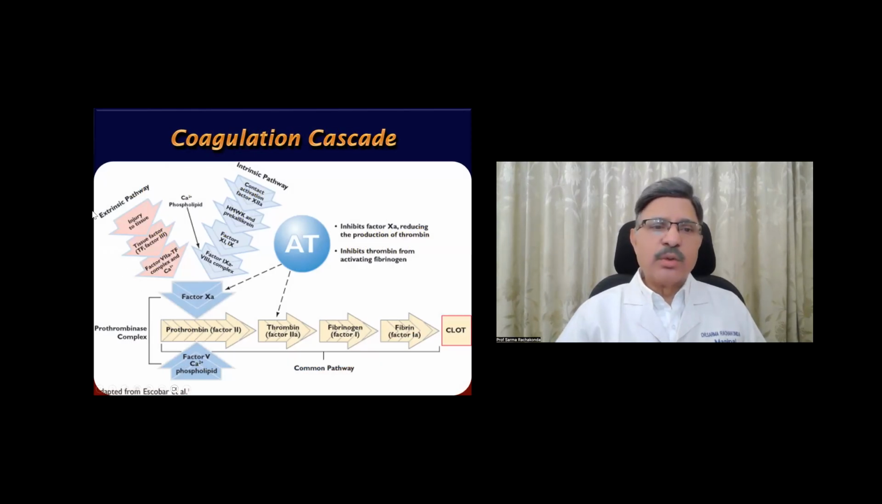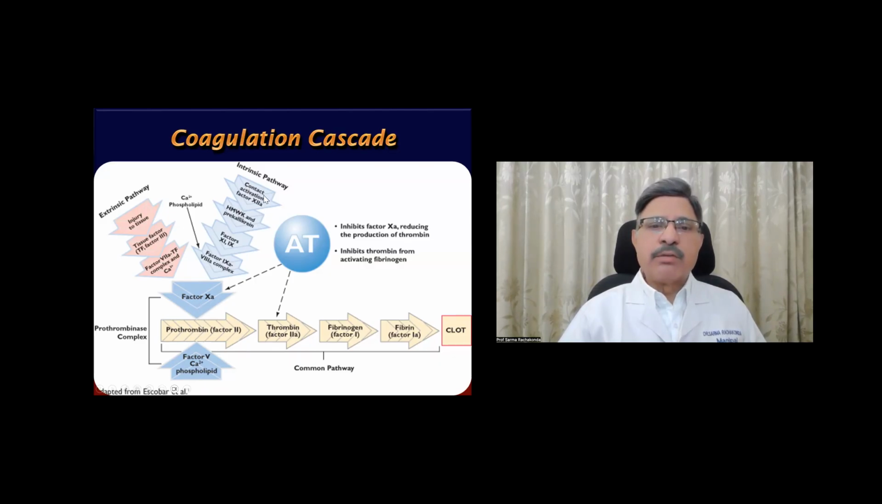Now, the coagulation cascade: the extrinsic pathway and the intrinsic pathway. The final common pathway is factor 10A. Factor 10A acts on prothrombin, factor 2, to make thrombin. Thrombin acts on fibrinogen to make fibrin, and then the clot will form. Now, for prothrombin to thrombin, we require factor 5, calcium, phospholipid, and factor 10A all together to convert prothrombin to thrombin. How is factor 10A formed?